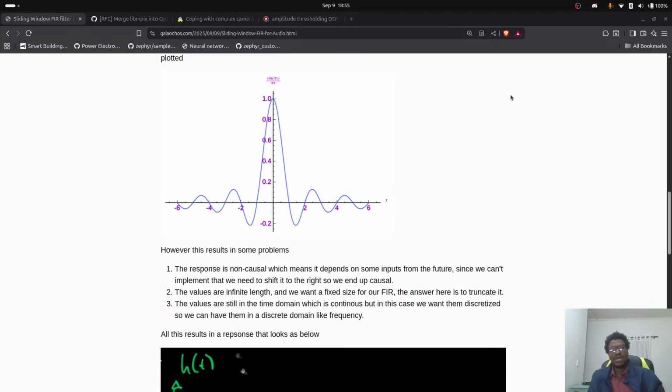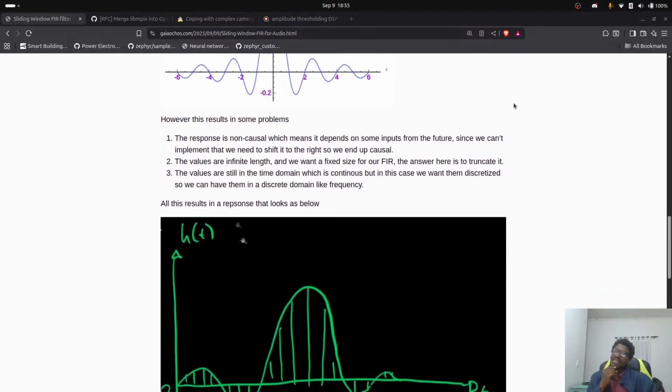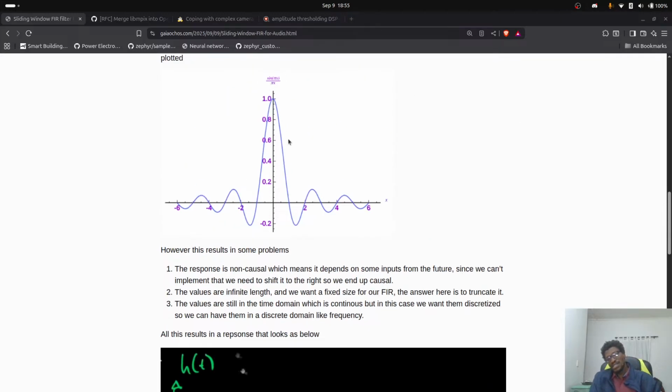And then the other part of this is that the sinc function just gives us values that are still in the time domain. So it's still continuous. But in our computer, we're going to do stuff in something discrete. So we need to discretize it, which means moving it from the time domain to something like the frequency domain, which is what we're dealing with right now. Okay?